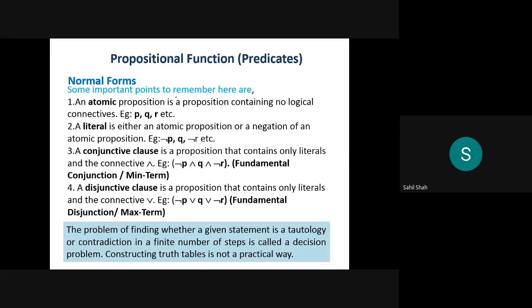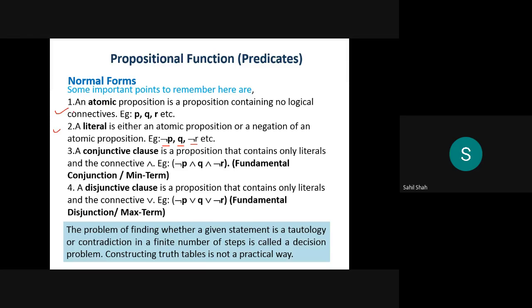We are not connecting them with each other. A single variable is known as an atomic preposition. Next is a literal. A literal is either an atomic preposition or a negation of an atomic preposition. Now there are two important things. Atomic means a simple prepositional variable, while a literal can have a simple prepositional variable or its negation. So in literal, I could have negation of P, Q, negation of R, etc. You can observe a negation is present. Here, the original atomic preposition is present. Negation R, negation is present.